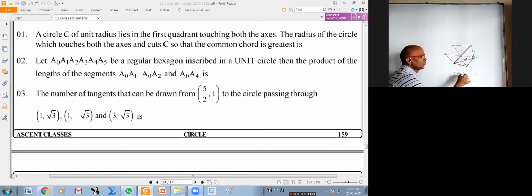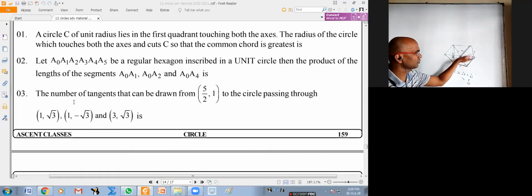So 1 into root 3 into 2. No, it is not 2, sorry. This is A3. A0, A4 will be this. That also will be root 3 only. 1 into root 3 into root 3, which is 3. Okay, circles doesn't have much connection. It is related to circles, but just from properties of triangle or simple figure you can do. Is it okay? Okay, sir.